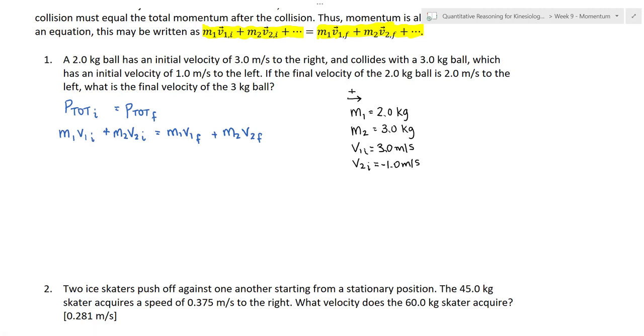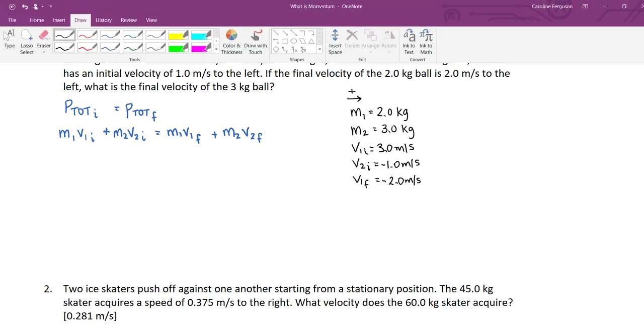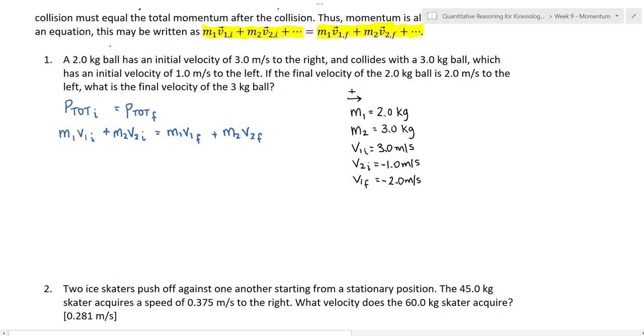The final velocity of the 2 kilogram ball is 2 meters per second to the left. So the 2 kilogram ball is the first ball, so that's V1 final, because it's the velocity after the collision, and it's 2 meters per second, and it's going to the left, so that makes it negative. All right, so there we have all of the values that we know, and we're simply going to plug in everything that we know into this formula.